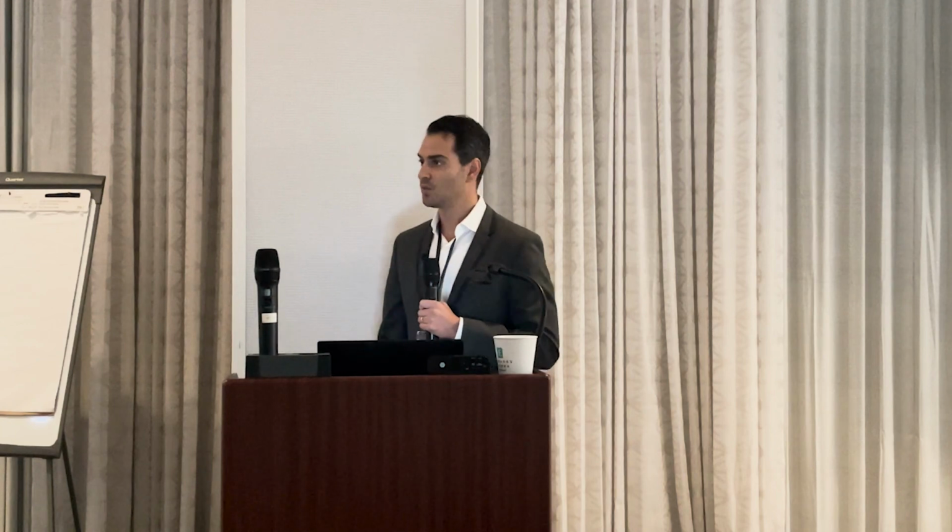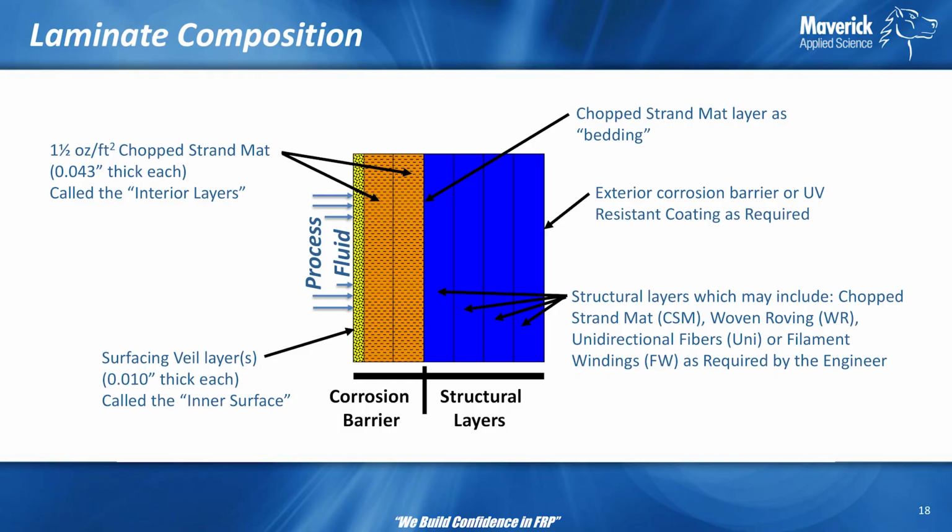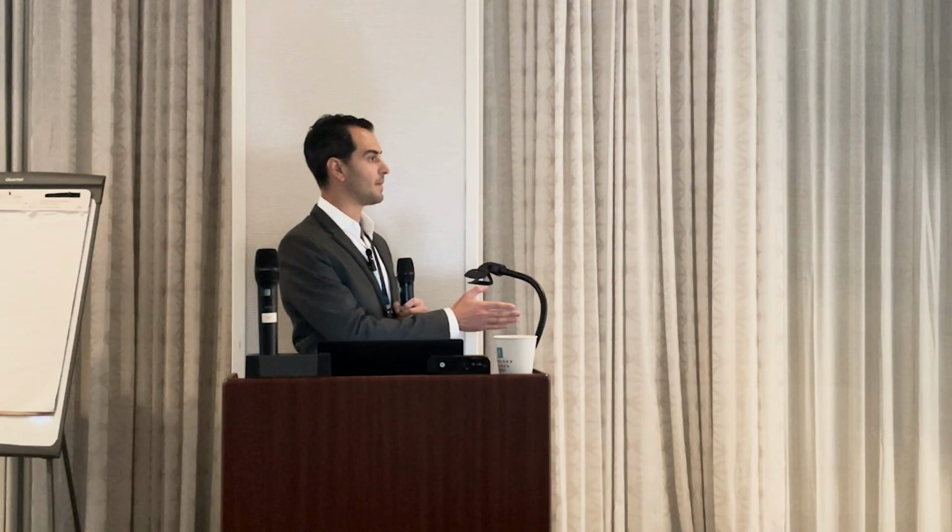On the blue stripes will be the section of my structural layer. So this section will give me the strength of my laminate. We have the corrosion resistance on the left, the structural side on the right, and that structural side is usually divided by something called bedding, which is done by the chop strand mat or the mat.